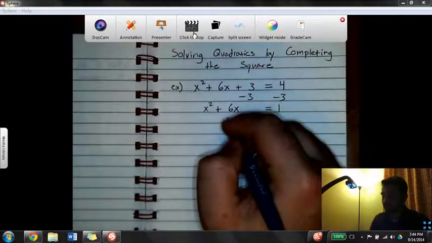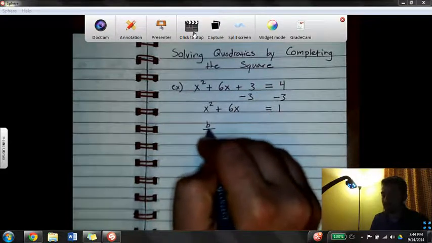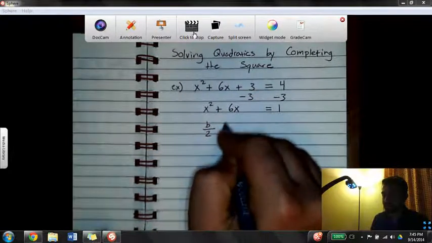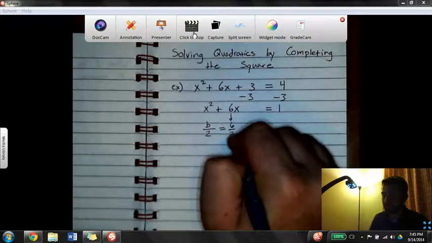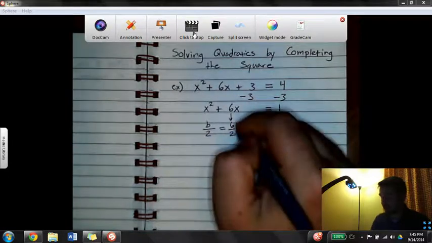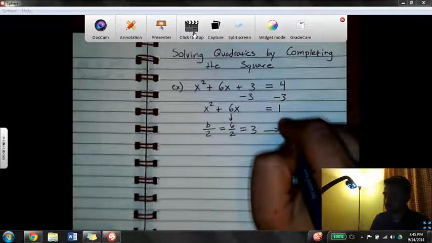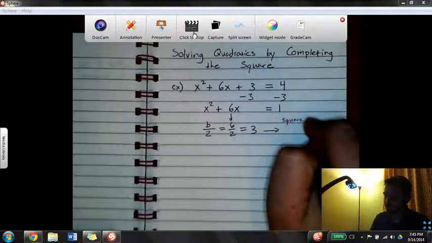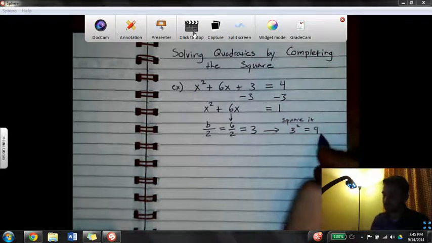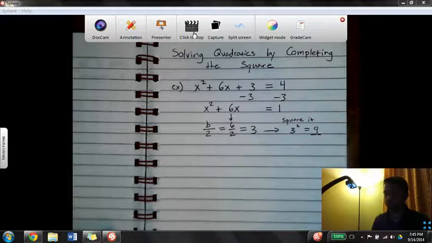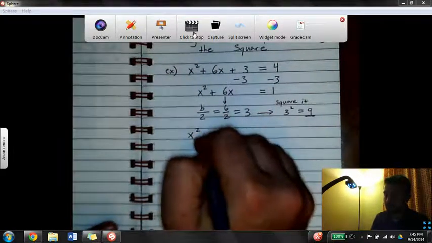From here, I want to take my b coefficient and divide it by 2, which in this problem is 6, which gives me 6 divided by 2 is 3, and then I want to square it, which gives me 9. I'm going to take my squared term and I'm going to add it to both sides of the equation.